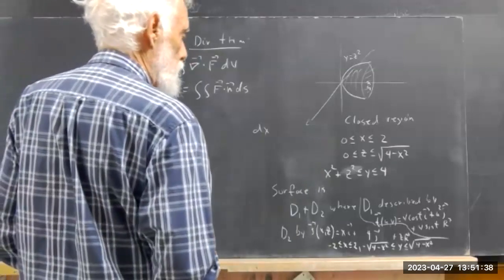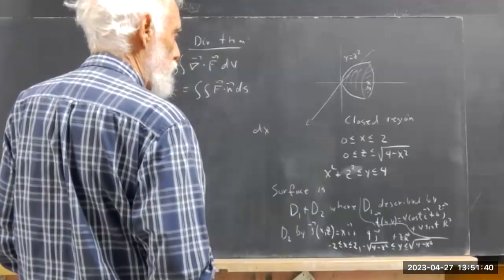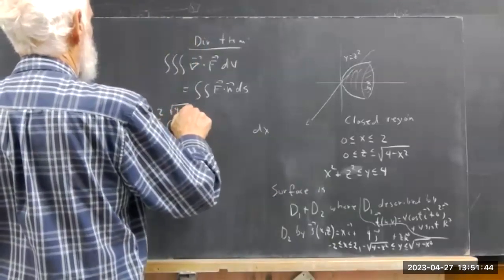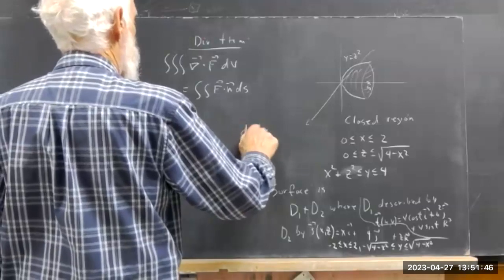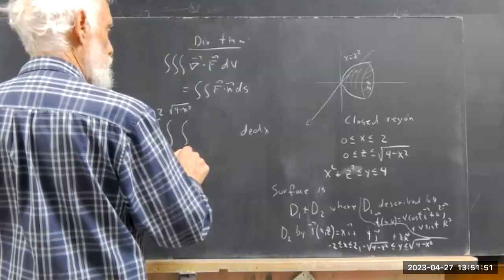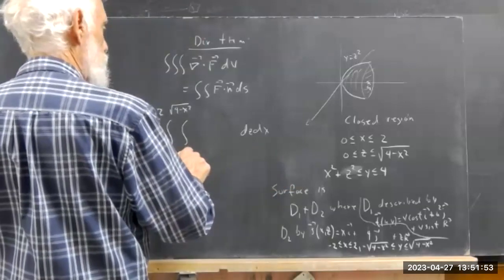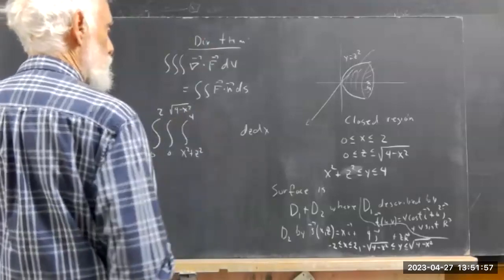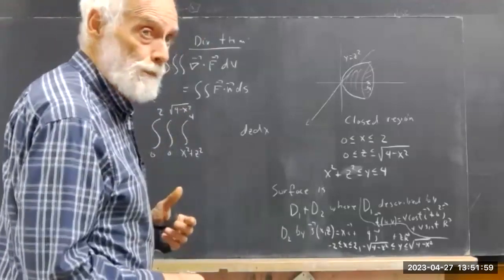Then z goes from 0 to the square root of 4 minus x squared. And y goes from, very carefully, x squared plus z squared plus 4.